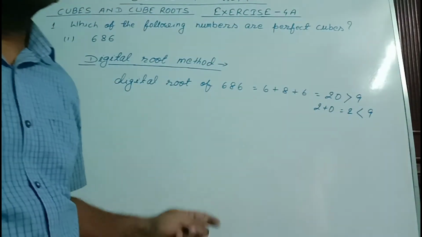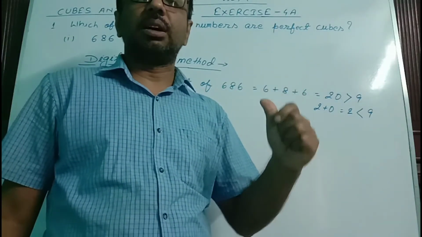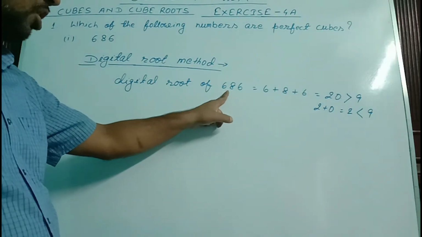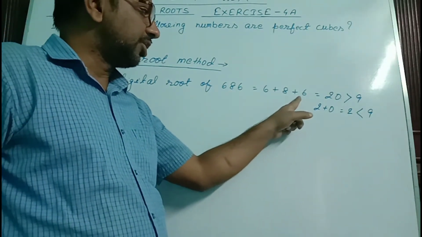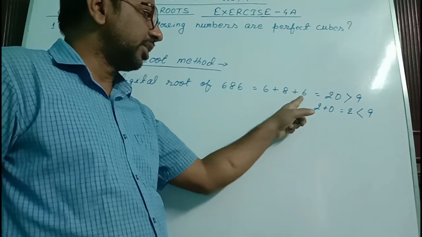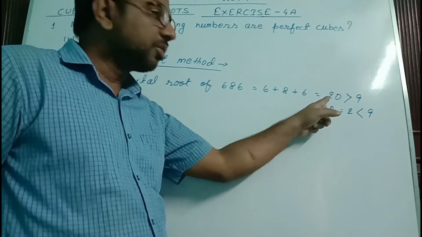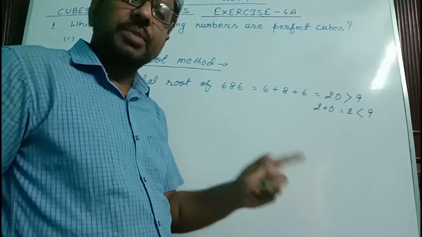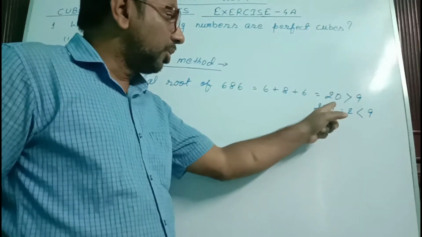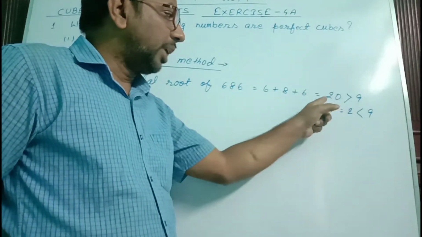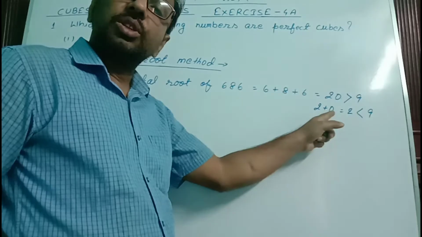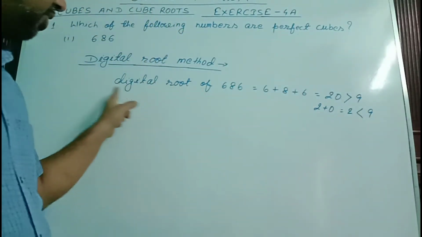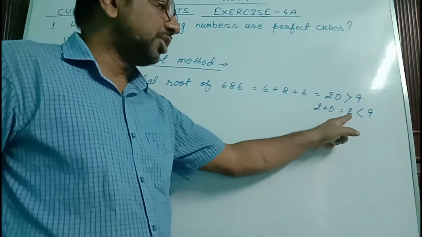I repeat this, because this digital root is the base of this process. We are going to find the digital root of 686. So we shall add all these digits. There are 3 digits, 6 plus 8 plus 6, and we got 20. But 20 is more than 9. Always we have to make the sum 9 or less than 9. So here again we will add these 2 digits, 2 and 0. I have added here 2 plus 0, that is equal to 2. Now this 2 is less than 9. So we say the digital root of 686 is equal to 2.